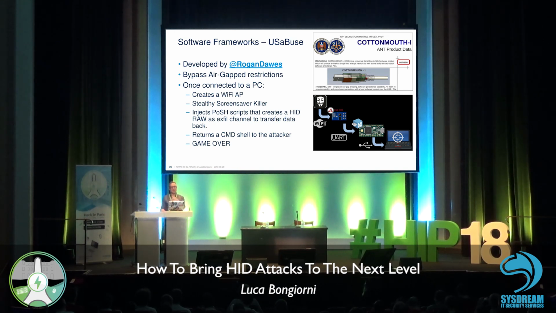So human interface devices have different classes. In this case, it's creating a HID raw device, but it's better to say tunnel, which is used to exfil data and actually as the main communication channel between USB Abuse itself and the PowerShell script that is injected in memory on the target machine. So after this channel is established, it returns a CMD shell to the attacker.